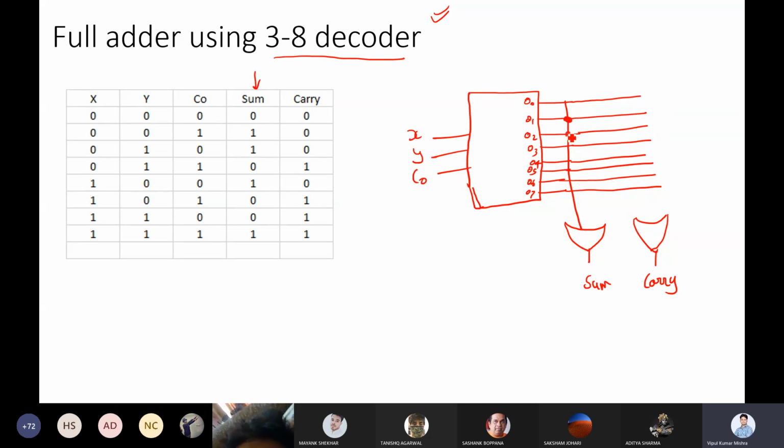Then we'll sort them in the second line. Then the third line will not. Then the fourth line, yes, we'll sort them. Then the seventh line, we'll sort them here. So now this OR gate will produce the summation.